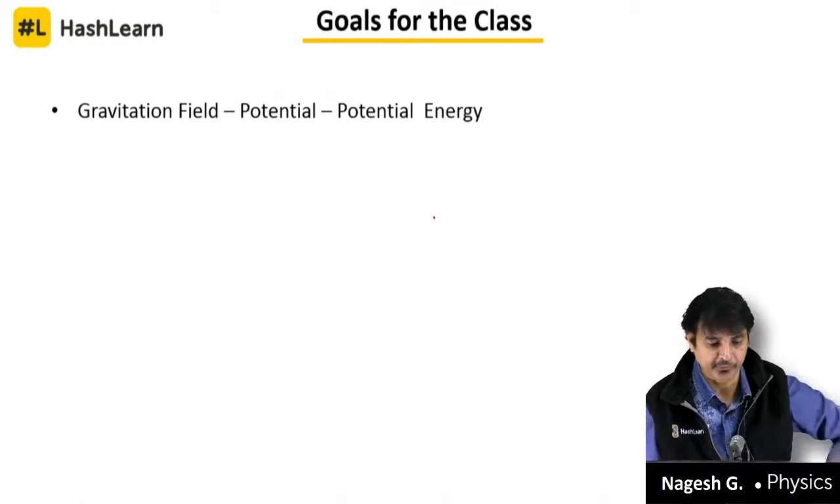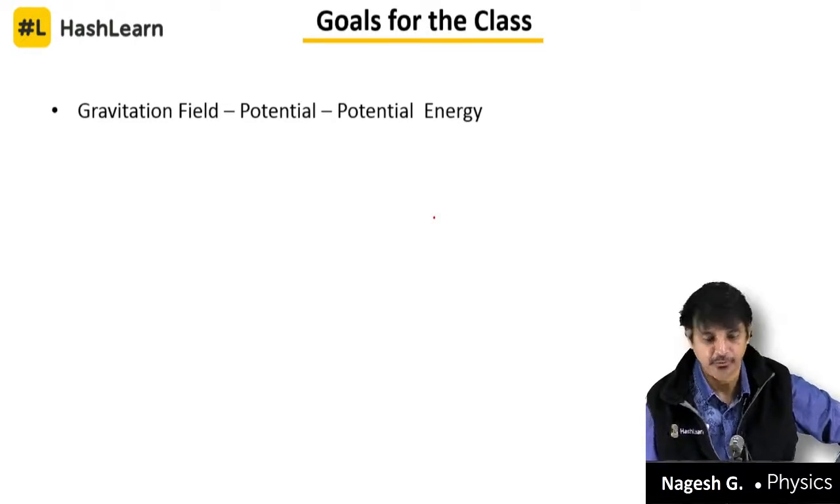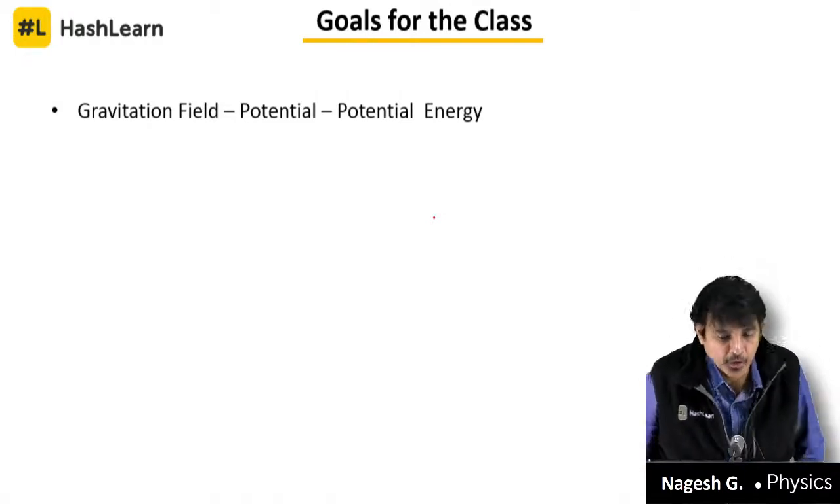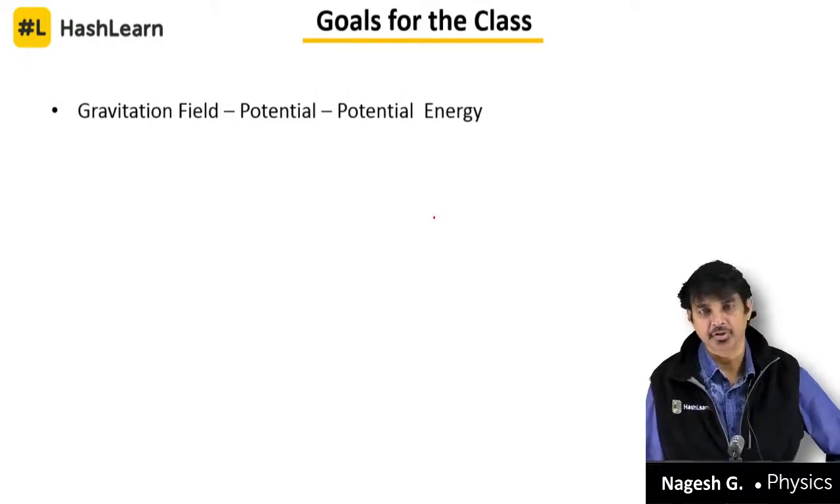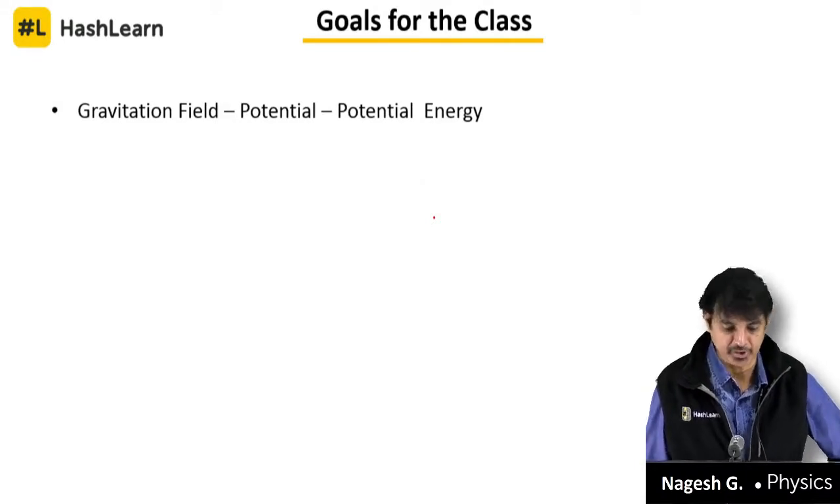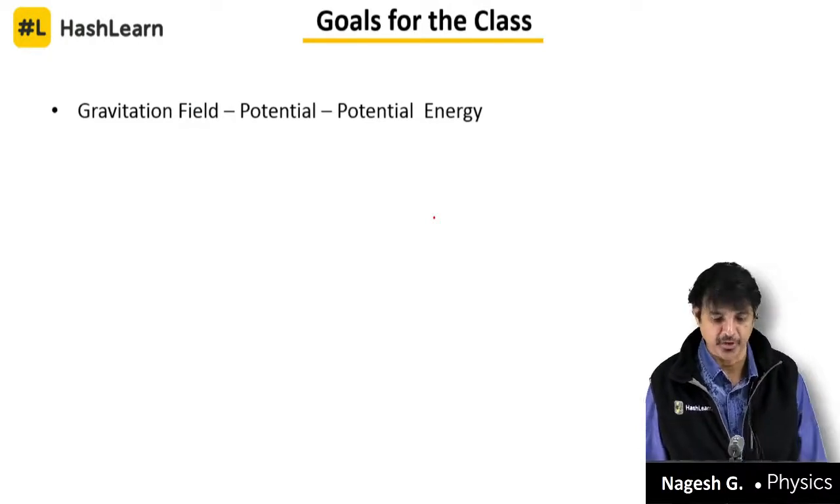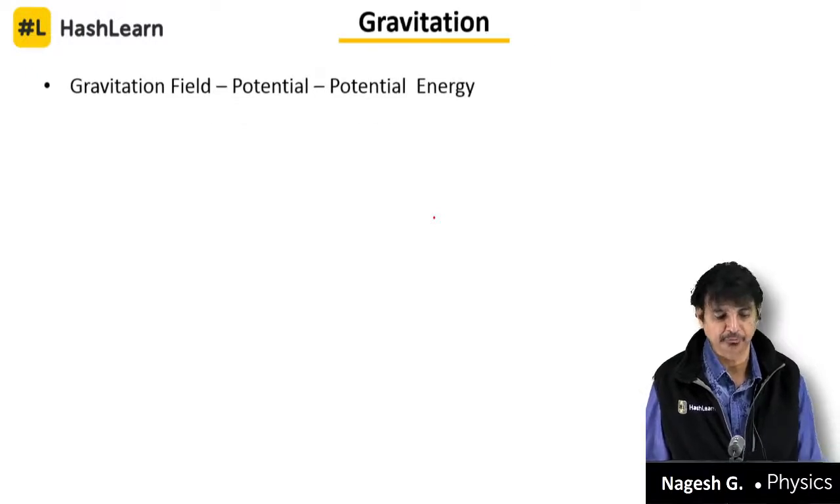Now, goals for the class: gravitational field, gravitational potential and gravitational potential energy, and the interrelation between field and potential. We are all aware that the lesson gravitation is similar to electrostatics, where you had electrostatic field, electrostatic potential, electrostatic potential energy. Here also we have gravitational field, gravitational potential, gravitational potential energy.